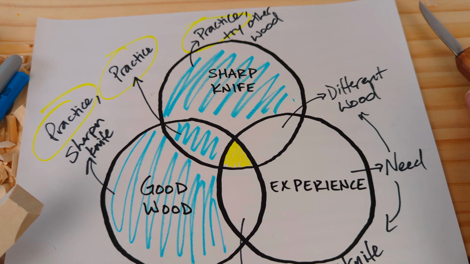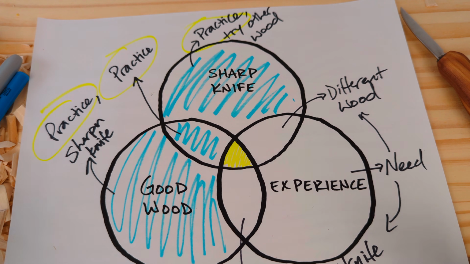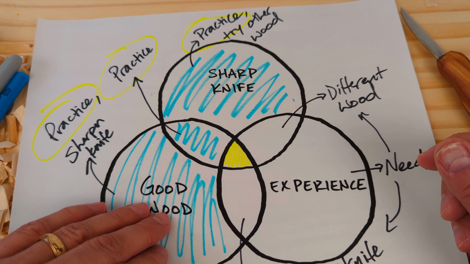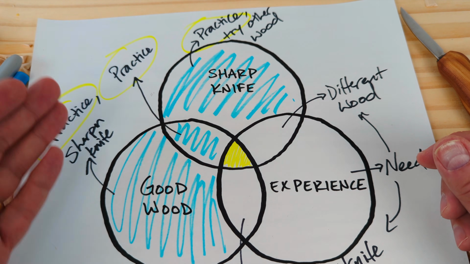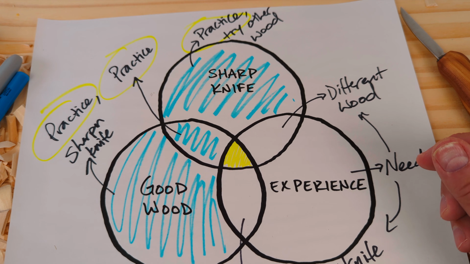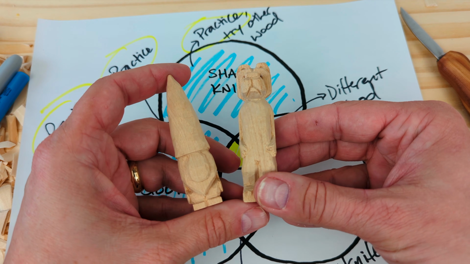So don't be discouraged if you're having trouble getting the cuts that you want. Hopefully this is a helpful framework for you to think about, where do I fall? Which category am I in here, and what do I need to do to figure that out? But keep at it. Remember that we all start somewhere, and keep going.